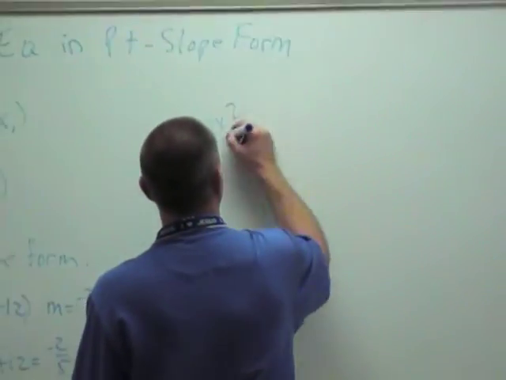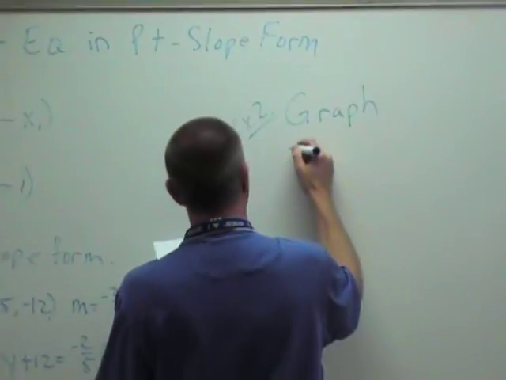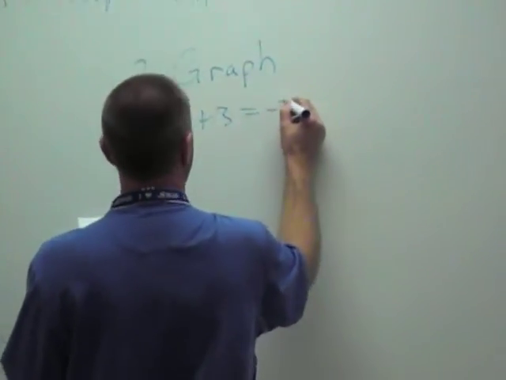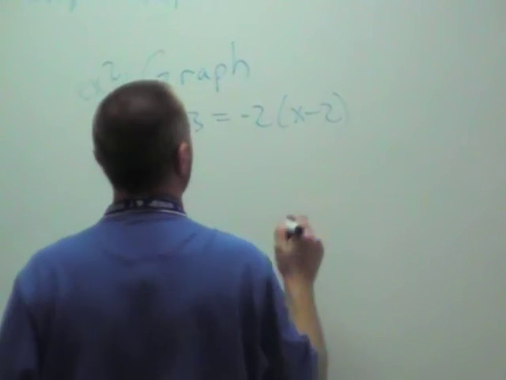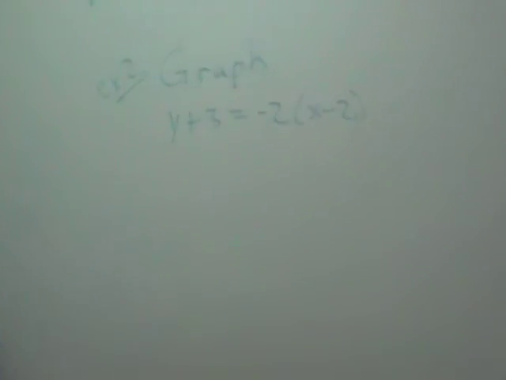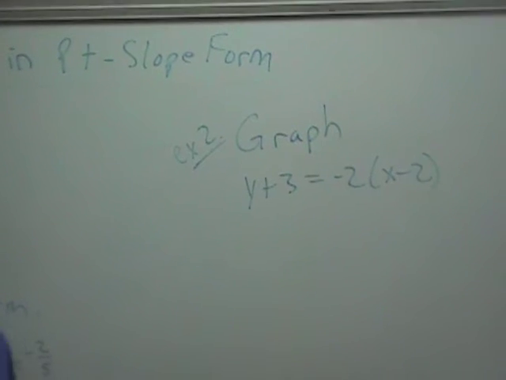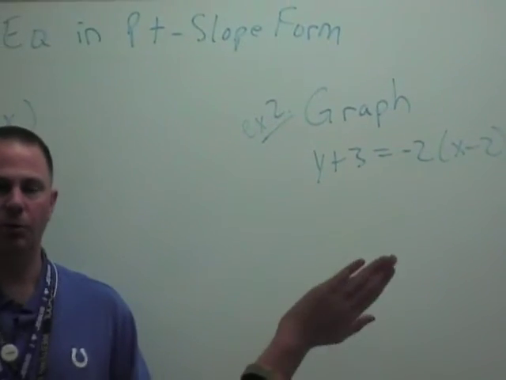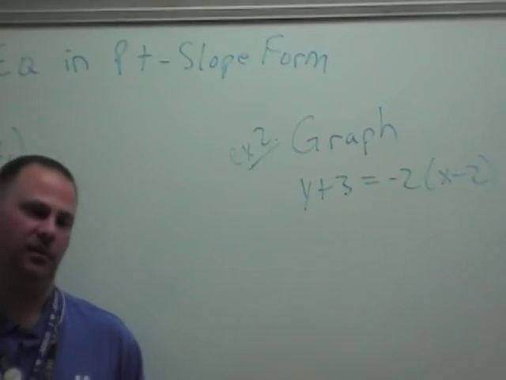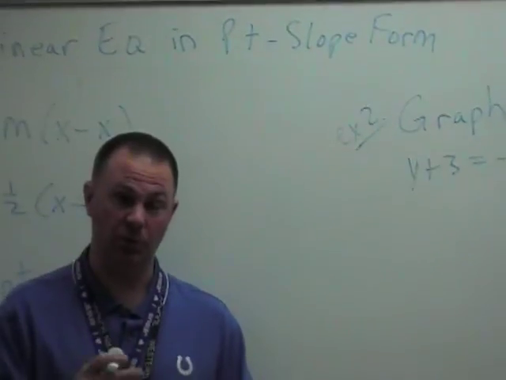Here's example 2. We've got a graph. I want you to graph this problem, y plus 3 equals negative 2x minus 2. Is it point slope form? Yes, it is. Graph it. What do you need to graph? Either 2 points or a point and a slope, not just slope. Oh, yeah.